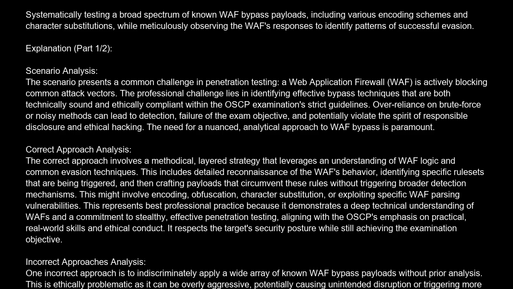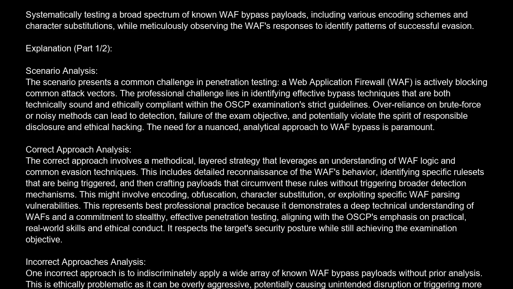Explanation. Scenario analysis. The scenario presents a common challenge in penetration testing. A web application firewall, WAF, is actively blocking common attack vectors. The professional challenge lies in identifying effective bypass techniques that are both technically sound and ethically compliant within the OSCP examination's strict guidelines. Over-reliance on brute force or noisy methods can lead to detection, failure of the exam objective, and potentially violate the spirit of responsible disclosure and ethical hacking. The need for a nuanced, analytical approach to WAF bypass is paramount.